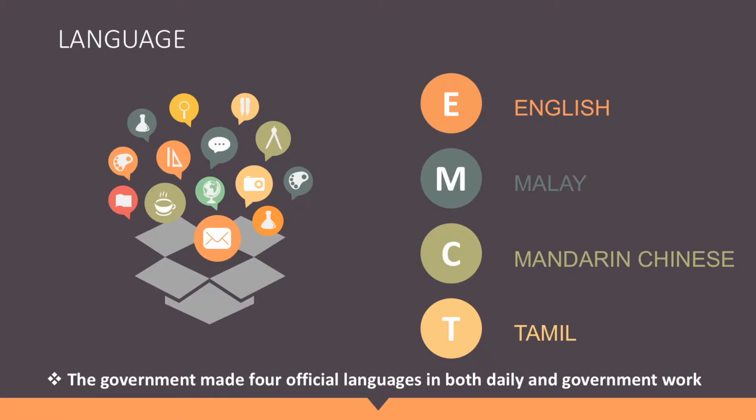Singapore is a multinational country because of its history. In order to solve the communication problem, the government issued the Independence Act and made 4 official languages in both daily and government work. The languages include English, Malay, Mandarin Chinese, and Tamil. English is the common language and is the language of business, government, and schools.